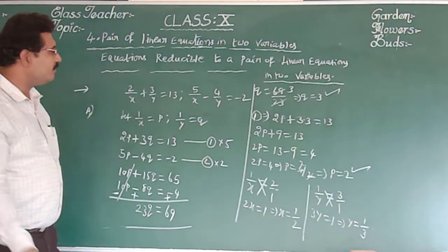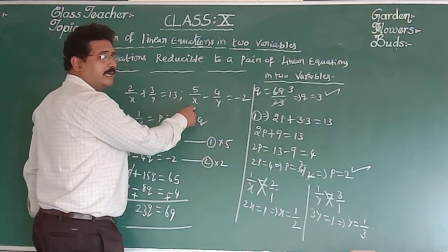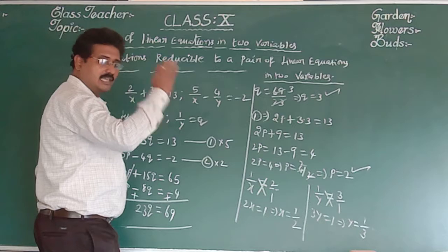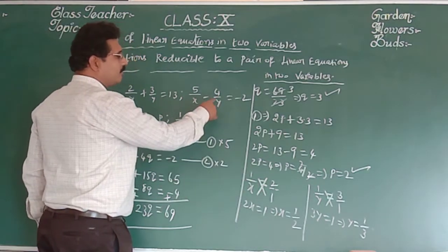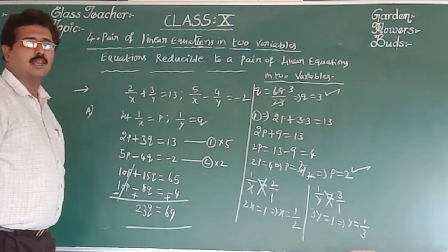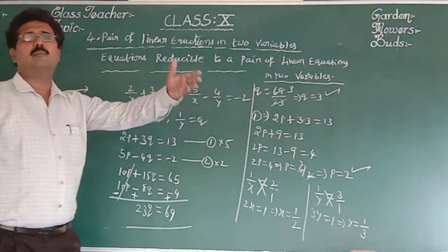Or otherwise, verify the second one. 5 by x. X means 1 by 2. 5 by 1 by 2, 2 goes to the numerator. 5 2s are 10 minus 4 by y. Y is 1 by 3, 3 goes to the numerator. 4 3s are 12. What is 10 minus 12? Minus 2. Hence the problem is right.